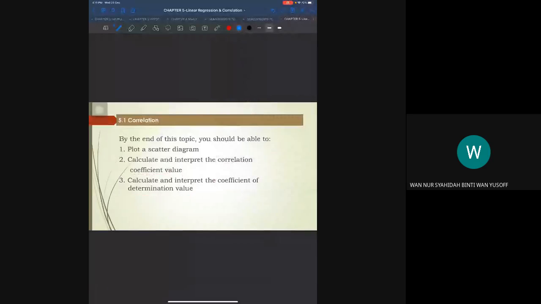There are two types of numerical value that we calculate here to discuss the relationship between the variables. The first one is the correlation coefficient value, and the second one is the coefficient of determination value. For chapter 5, it is important to know the notation, because when we calculate, you have to write the notation. And also it is important to know the terms that we use.